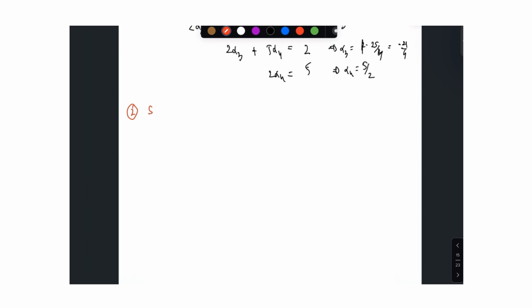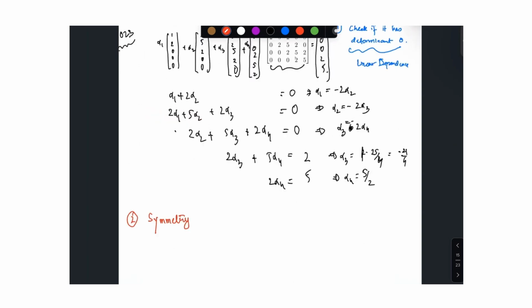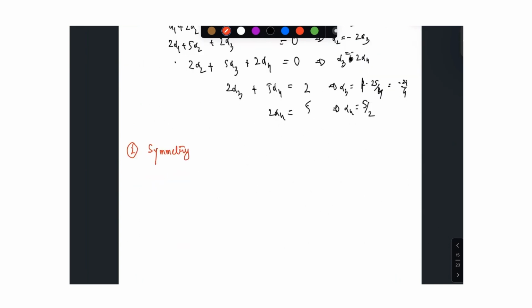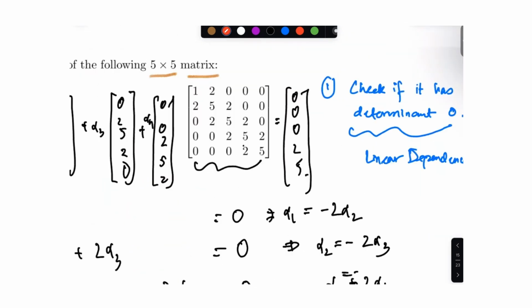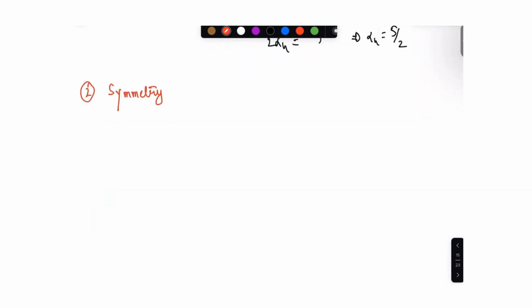So the next easiest possible way is to see the symmetry in the determinant calculation. Can we actually use the original determinant calculation to see any symmetry? Like you multiply with this, and you do the rest of it. Can you see some symmetry out here? So let's try that now.